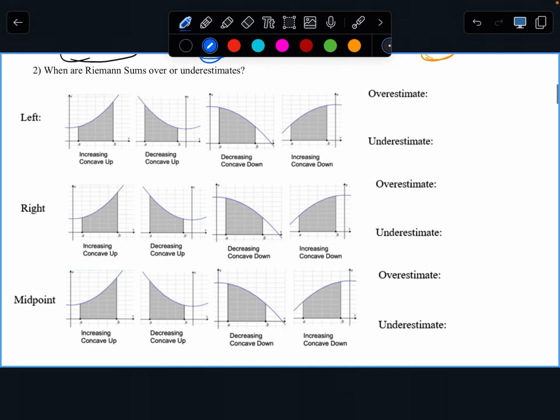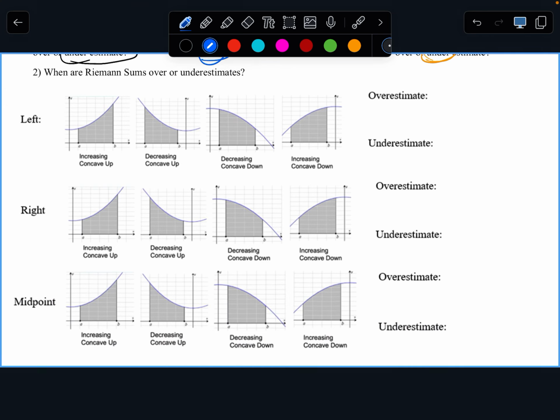For example, we have every combination: increasing concave up, decreasing concave up, decreasing concave down, increasing concave down. So we try to get all the scenarios, right? What I do if I'm not positive, besides memorizing, because I hate memorizing, is draw a giant rectangle the width of the interval, and use your left endpoint. It's very clear to me that's under. Do you know what I'm saying? If you draw one giant rectangle where this is your width and this is your height, that's going to be under.